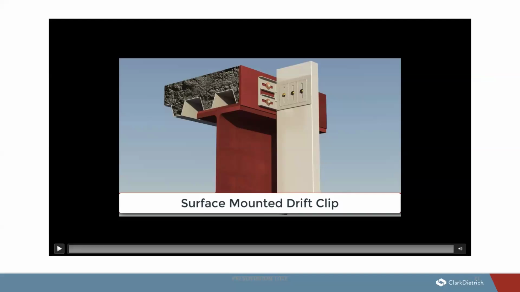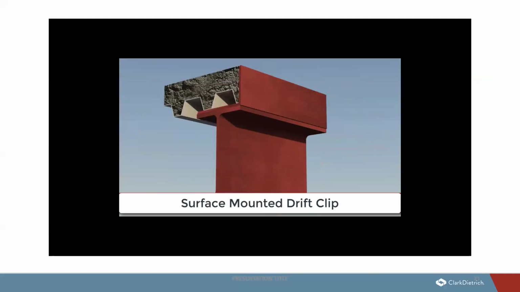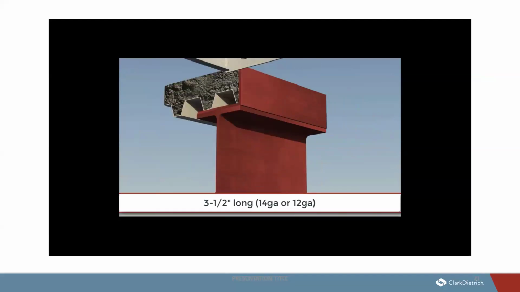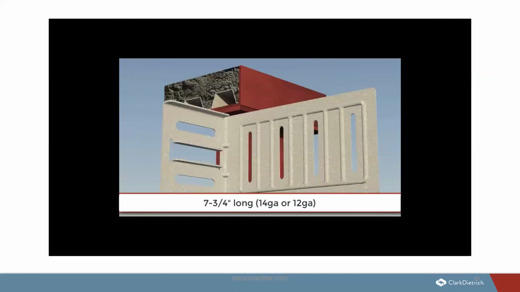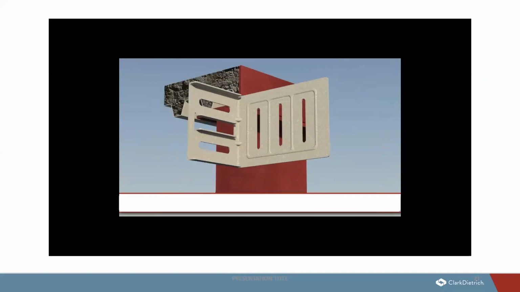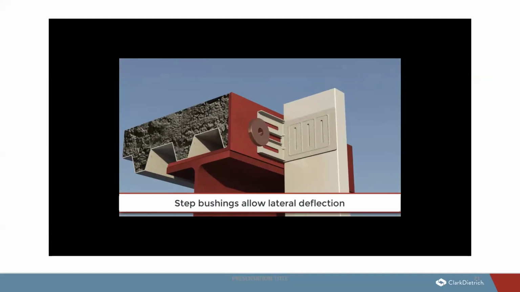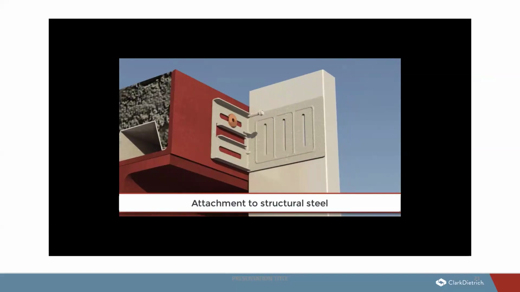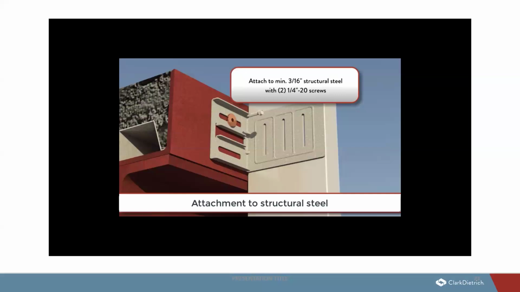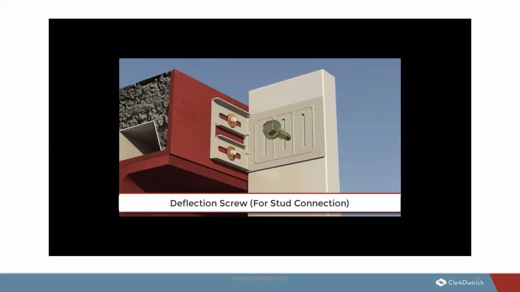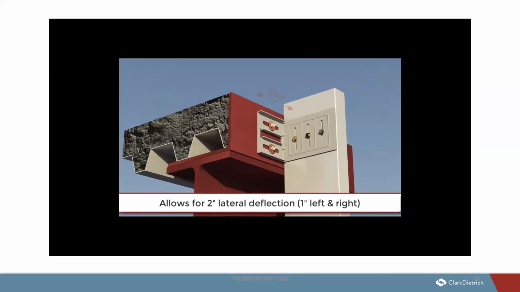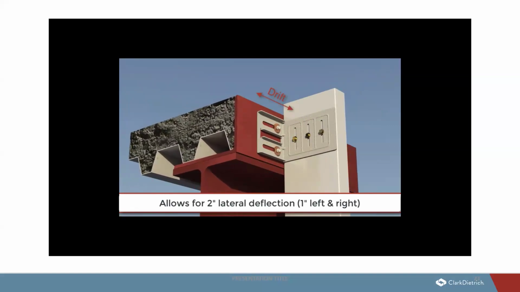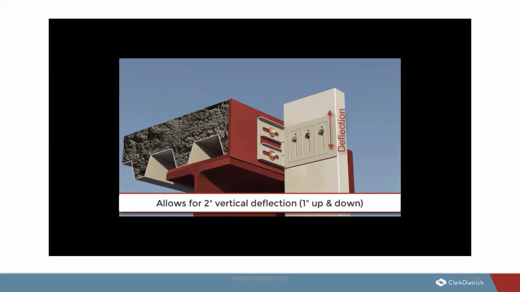So here we have another video just showing how it's used and installed. Again, we have a structural angle. And there also are multiple lengths and gauges depending on the load or the stud width needed. And here we have the deflection screws. That's going to be installed in the center of the slot to allow for that stud to move up and down. So here we have our drift movement, which this connector is going to allow for 2 inches of lateral movement as well as 2 inches of vertical deflection.